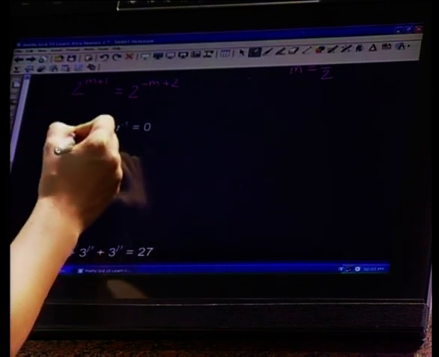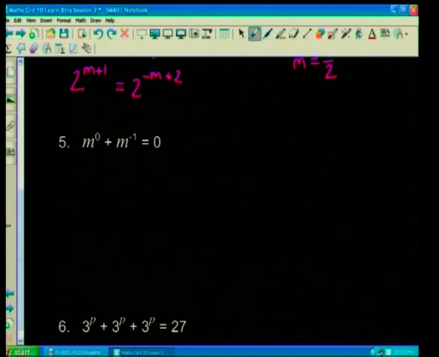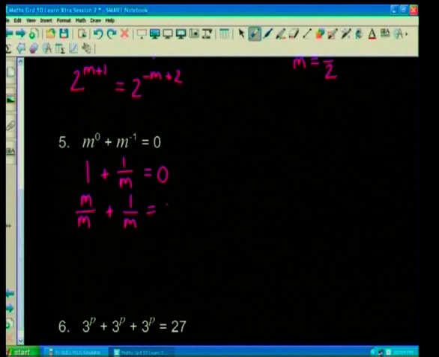I'm going to start by changing m to the power of 0 to 1. And then change the other one to 1 over m is equals to 0. So basically what I've done is as much as I can do at this point. I've done what I can see. Now I know that I'm adding fractions. So I'm going to find a lowest common denominator, and that's going to be m, which means I have m over m plus 1 over m is equals to 0.